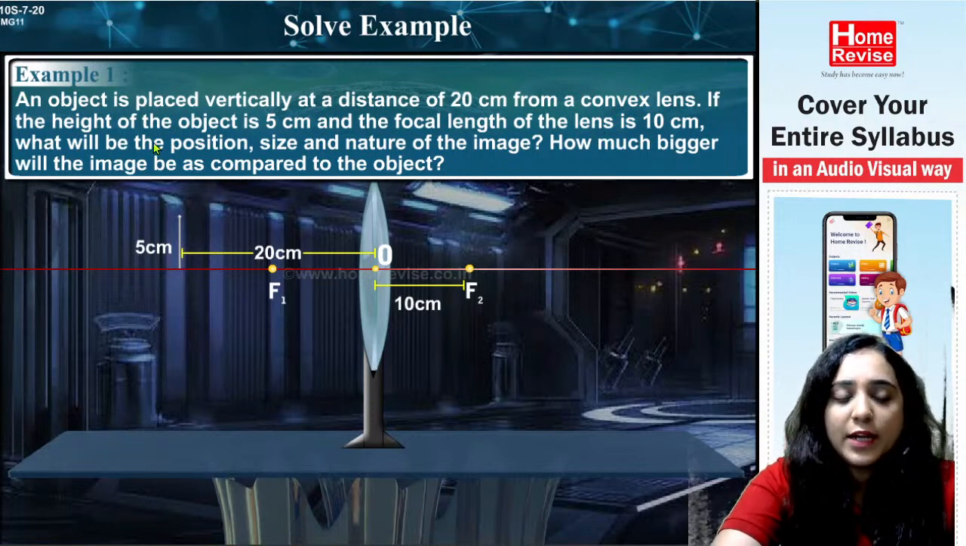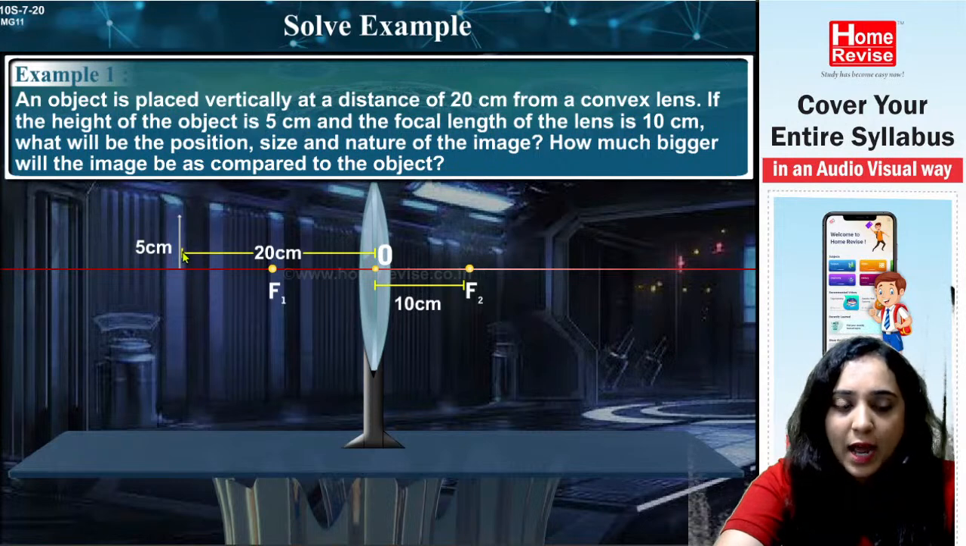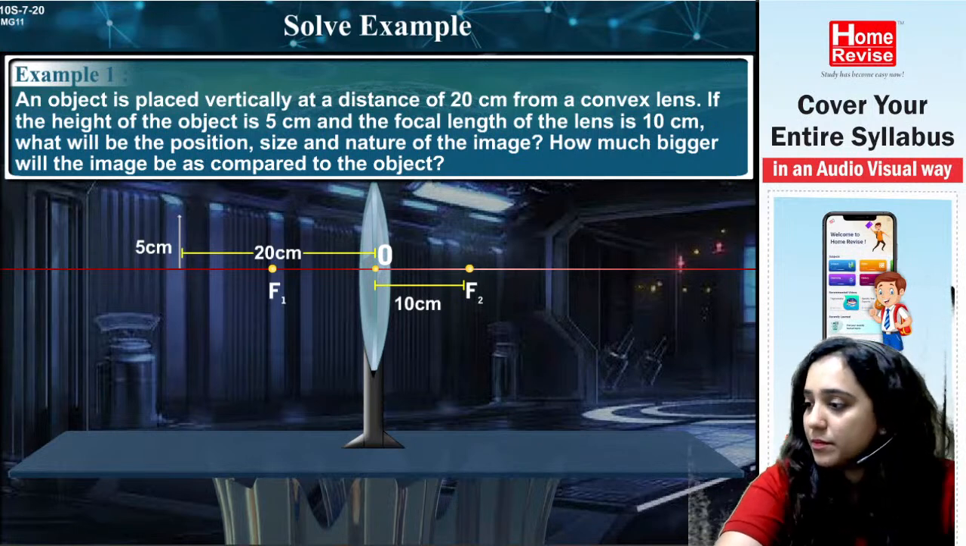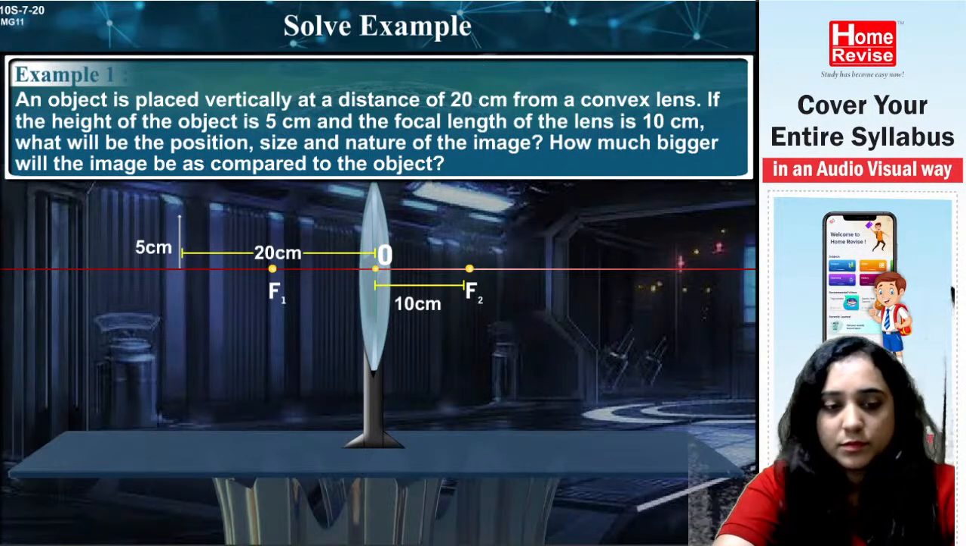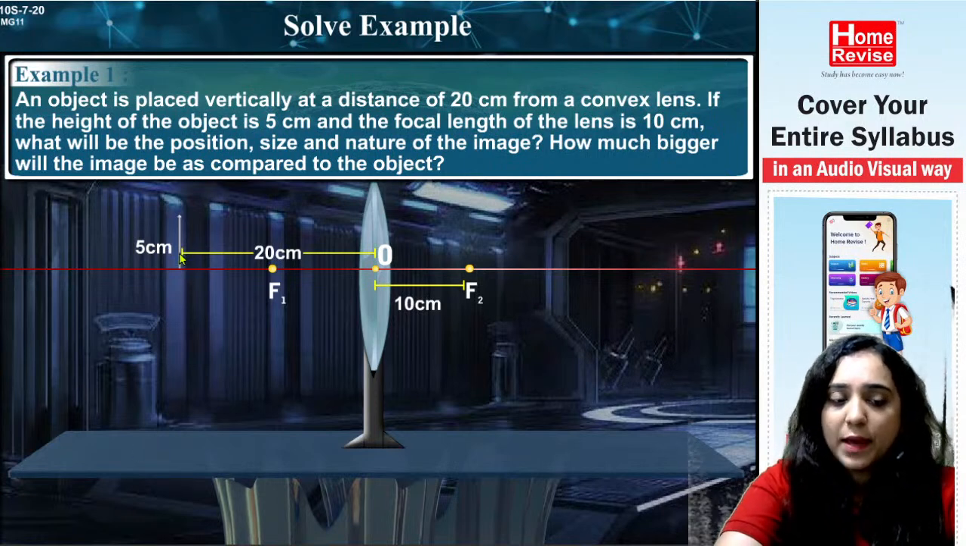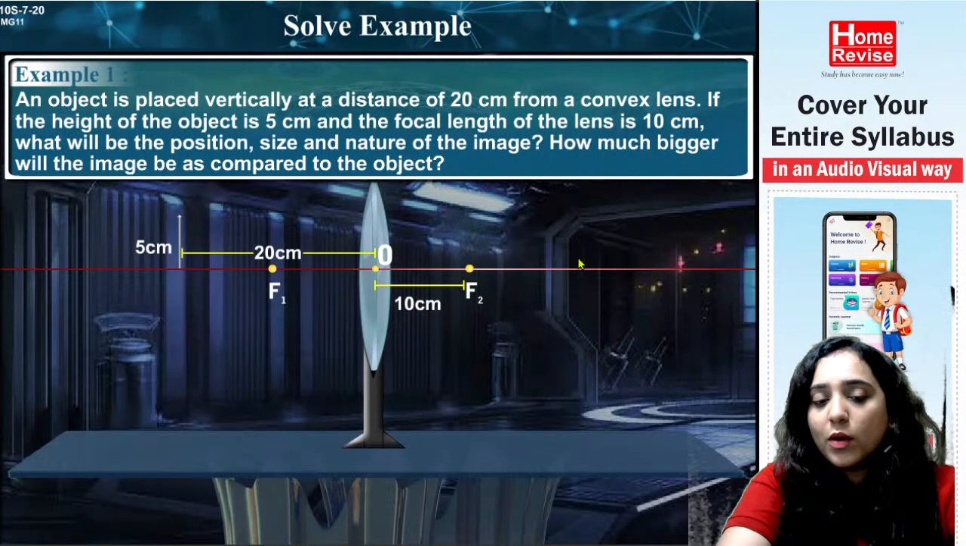Now, the height of the object is 5 centimeters and its focal length is 10 centimeters. Now, what we have to calculate? Let's see. Find the position, size and nature of the image. How much bigger will the image be as compared to the object? Yes. So if the object is here, where will the image form?